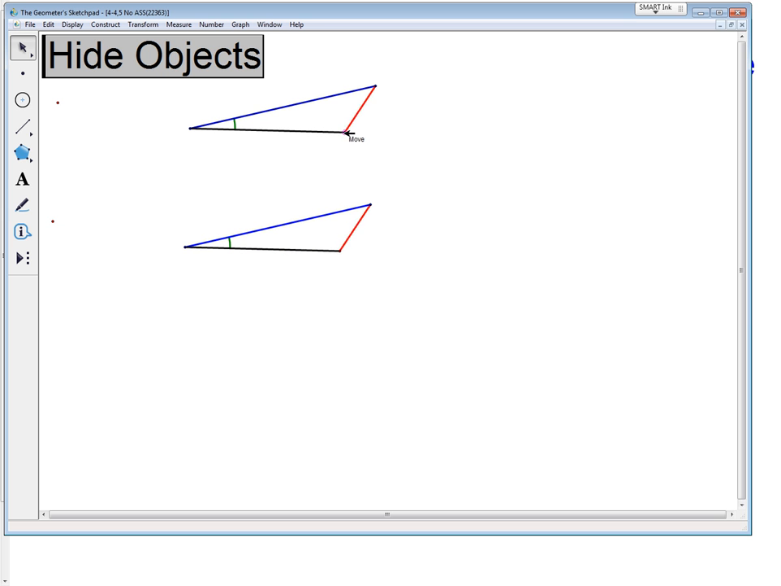Now notice what happens as soon as I get past, I'm right here at about 90 degrees. Notice what happens when I go more than 90 degrees. The blue segments are still the same size, the angles are still the same size, and the red segments are actually still the same size.